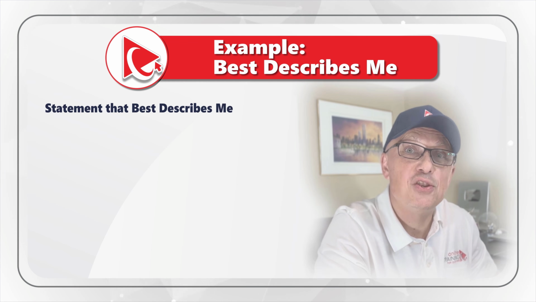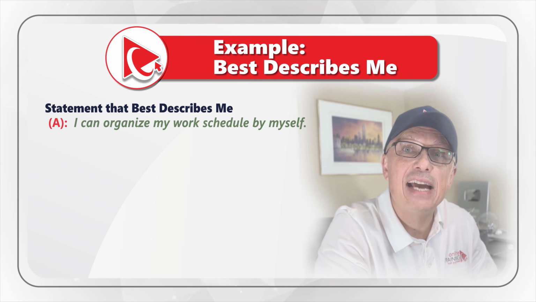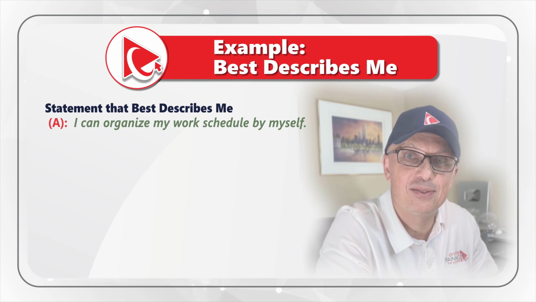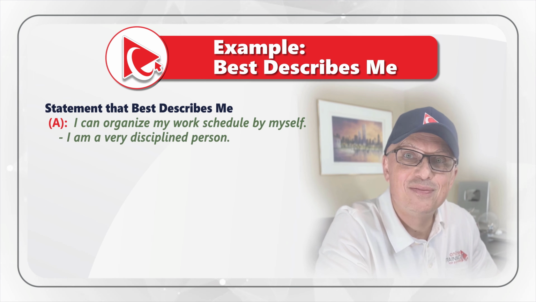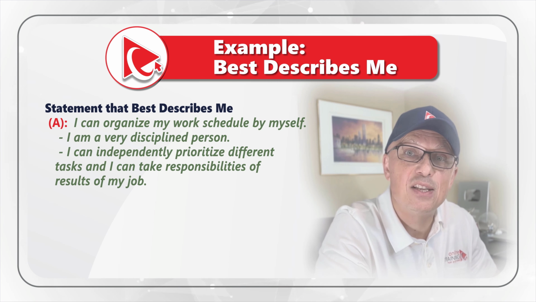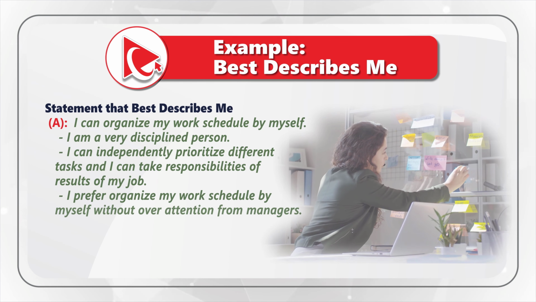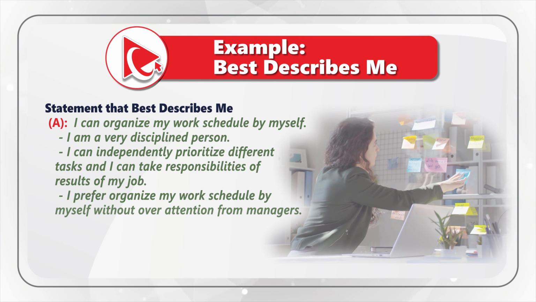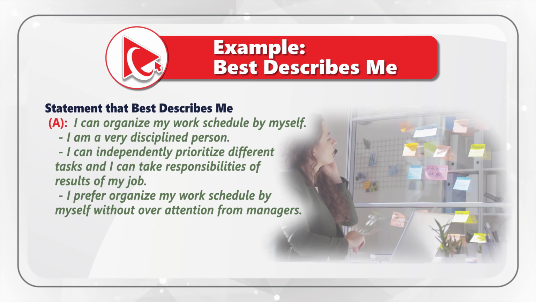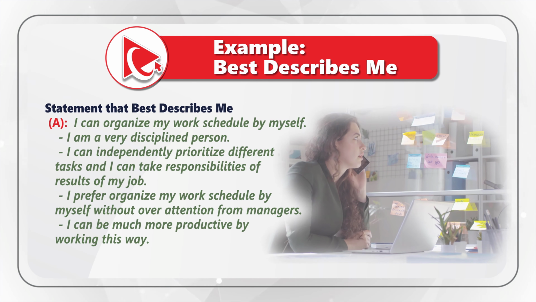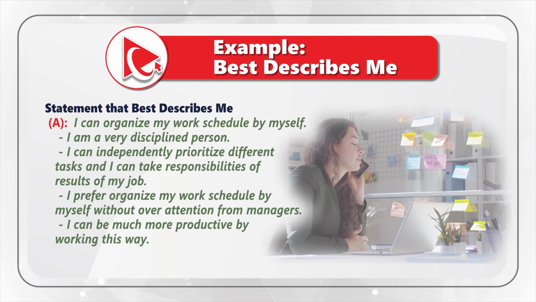Let's look at the examples of the choices that best describe me. One of the choices that you might select would be choice A. I can organize my work schedule by myself. I'm a very disciplined person. I can independently prioritize different tasks, and I can take responsibility of the results of my job. I prefer to organize my work schedule by myself without over-attention from managers. I can be much more productive by working in this way. This is why I selected the choice A.